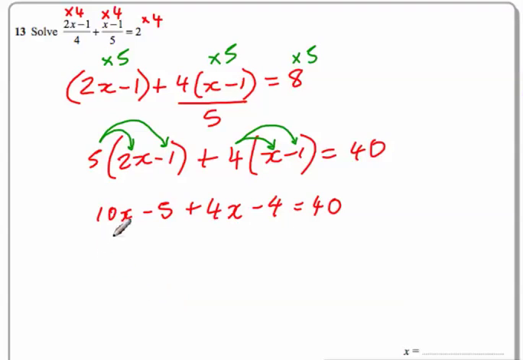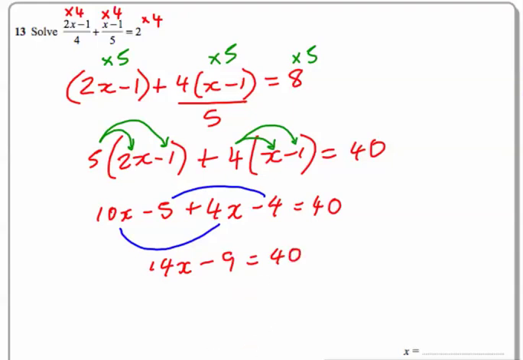Okay. Now we can add like terms. So looking at it, I can see that we've got 2x terms there. So we should be able to group those together. And we've got two numbers here. Okay, so we should be able to simplify that. 10x plus 4x is 14x. Minus 5, minus 4, well that's just number line. You're at minus 5, and you're going to take another 4 away. So that's minus 9 equals 40.